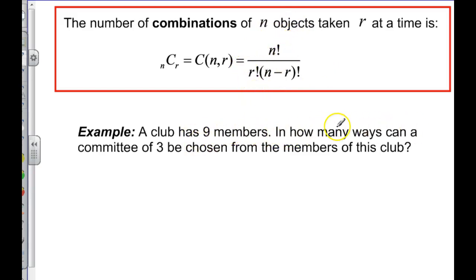A club has 9 members. How many ways can a committee of 3 be chosen? It doesn't really matter who's selected first to the committee or second to the committee. And so you cannot use slot method. Do not use slot method. That's only when order is important. You have to use nCr.